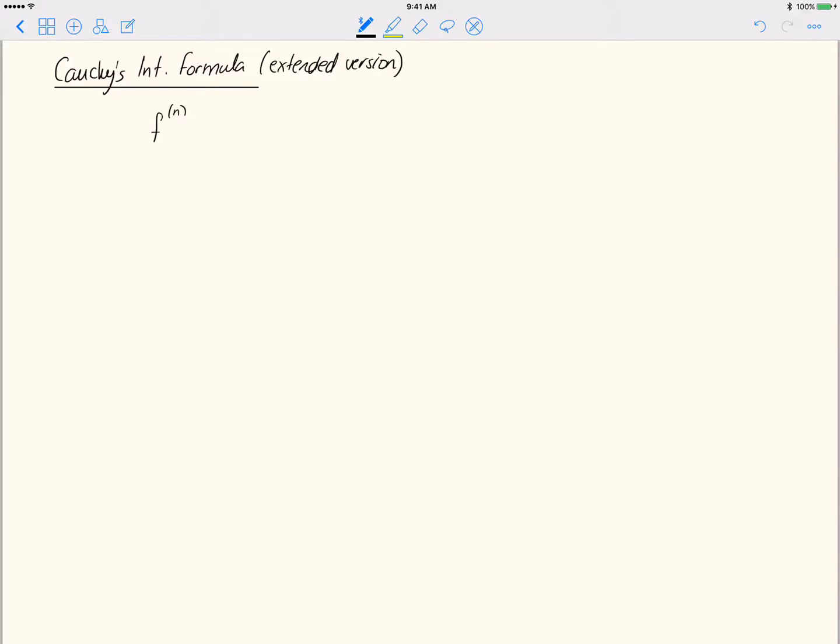Nth derivative. So when you see f and then you have brackets n in the power, that doesn't mean f to the power of n. That just means the nth derivative of f. So if you had f and then in the power you had brackets 3, that would mean the third derivative. Anyway, the nth derivative of f evaluated at z naught is equal to n factorial over 2 pi i, integral over C, f of z over z minus z naught to the n plus 1.